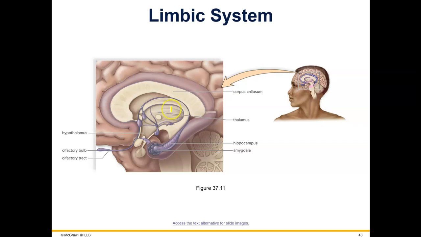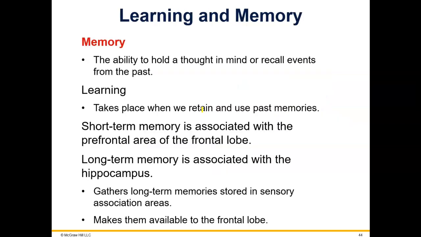So this is where the limbic system is located. It's like in the middle here. You can see the hypothalamus, the thalamus, and then here is the hippocampus below the thalamus, and the amygdala. And everything is basically below the corpus callosum, which is that structure that connects the two hemispheres of the brain.